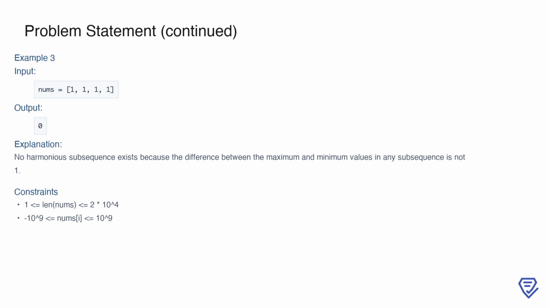Now, consider the third example where the input array is nums equals 1, 1, 1, 1. The output here is 0 because no harmonious subsequence exists. All the elements in the array are the same, so the difference between the maximum and minimum values is 0, which does not satisfy the condition for a harmonious subsequence.